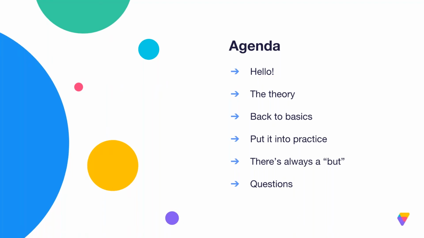So let's go through an agenda of what we're going to talk about today. First, we will obviously introduce ourselves, and then we're going to go through the theory of keyword hierarchy and why it's important. And after that, we're going to take a step back a little bit and talk through some of the fundamentals in terms of doing keyword research for your website. Now, after that, we will take this keyword hierarchy approach and put it into practice and show you a couple of examples. But then we're also going to take care of some of those what-if scenarios, because there's obviously not a one-size-fits-all approach to this. And then after that, we'll wrap things up with Q&A.